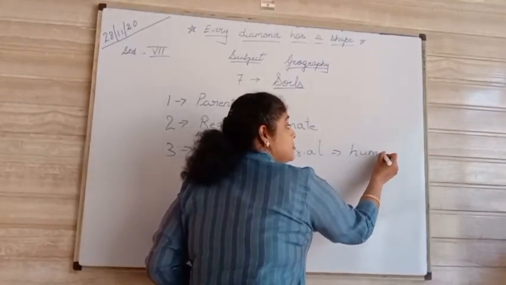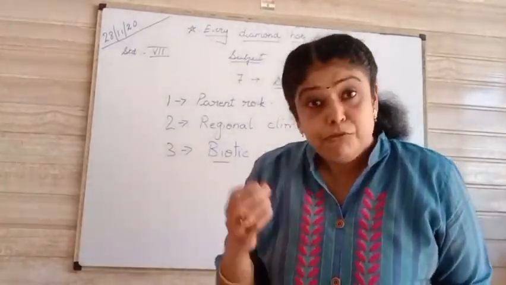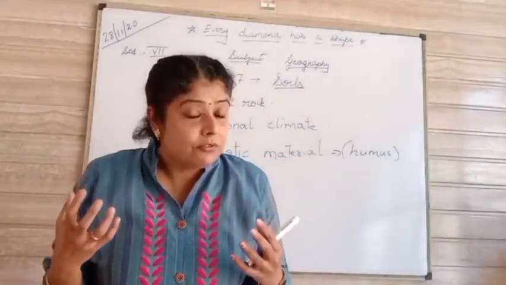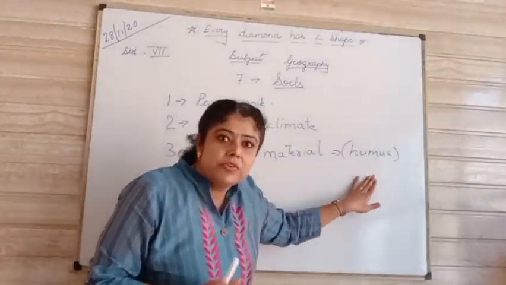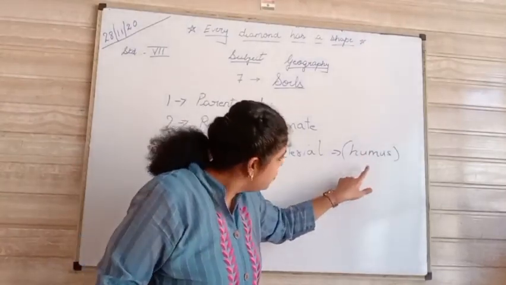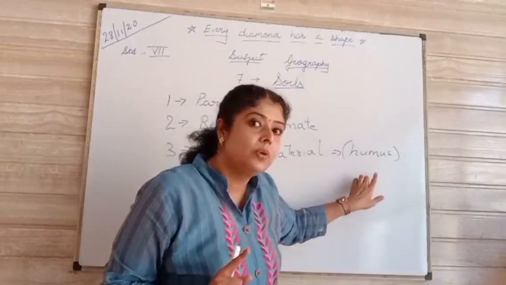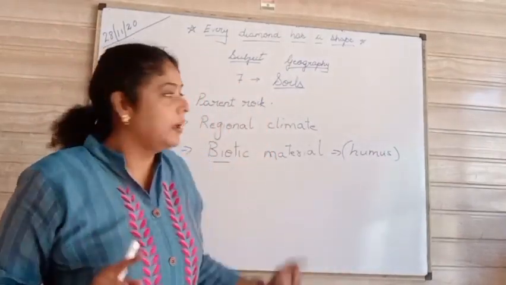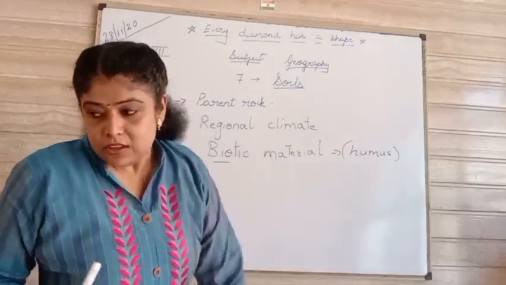What is humus? Humus is the food for the plants. Plants need food to grow, right? They absorb this humus, these nutrients, from the soil. But first, the dead plants and animals have to be converted into humus, and this work is done by the microorganisms, the biotic material in the soil. Got it?